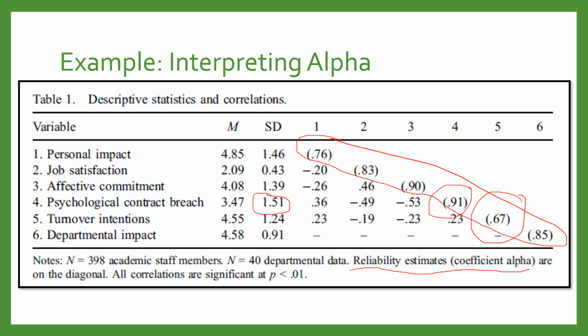So again, the survey questions or items designed to measure psychological contract breach all appeared to measure the same construct because it had the Cronbach's alpha that was high. But people tended to disagree about the level of psychological contract breach they were experiencing, based on that standard deviation that shows different people in the sample tended to have inconsistent overall scores.